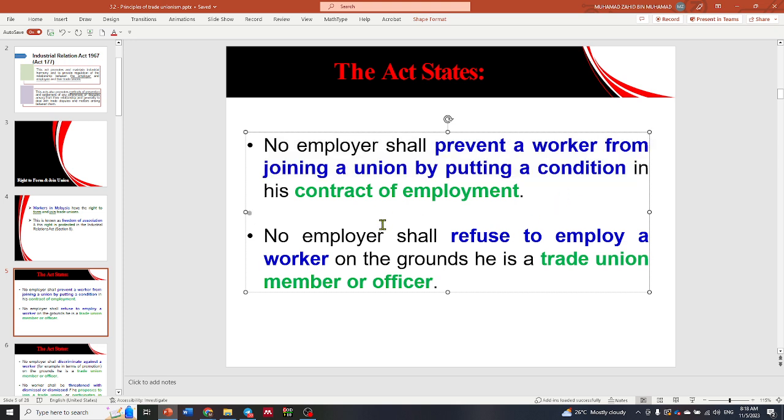Yang kedua, no employer shall refuse to employ a worker on the grounds he is a trade union member or officer. Bermaksud, majikan tidak dibenarkan untuk tidak menerima mana-mana pekerja yang bernaung ataupun yang join mana-mana trade union ataupun menjadi pegawai kepada trade union tersebut.